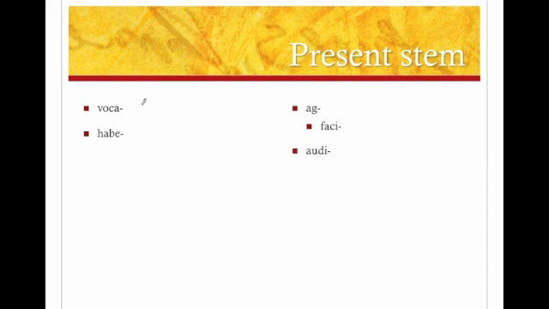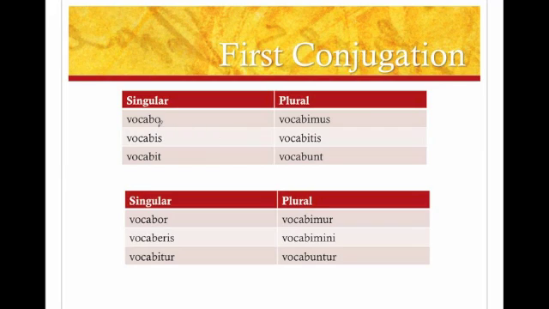We're going to use our present stem, we're going to use our tense marker, we're going to add our personal endings. So for the first conjugation, wait, there's already an exception. Vocabo. Not bi, but bo. So vocabo, vocabis, tense marker, vocabit, tense marker, vocabimus, vocabitis, vocabunt. There's exception number 2, bu. So we're not going to say vocabint, but vocabunt.